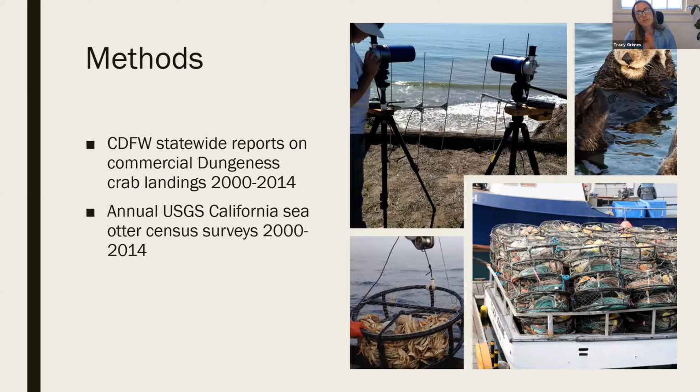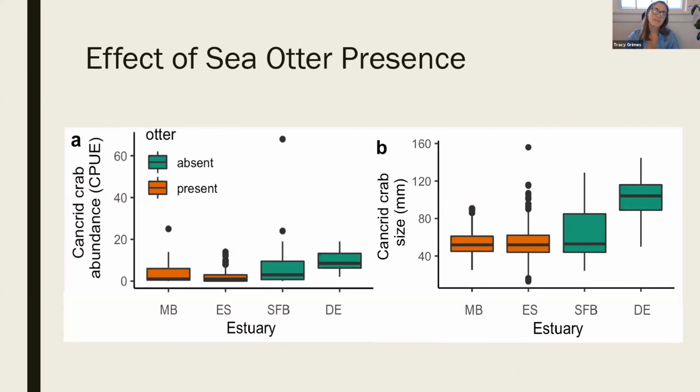What we saw when we looked at crab populations at those four estuaries was a kind of predictable pattern. The two sites with otters present had fewer crab caught, and at the sites where otters were absent, San Francisco Bay and Drake's Estero, we saw more crab. Same story with crab size. Morro Bay and Elkhorn Slough had significantly smaller crabs than San Francisco Bay and Drake's Estero, with Drake's Estero being significantly higher than all the other estuaries that we sampled.